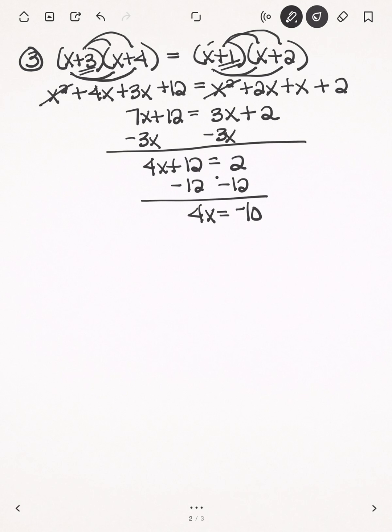So you can see how to solve equations that have parentheses in them. You use your distributive property to get rid of the parentheses, then you collect like terms, and then you move all your x's to one side, all your numbers to the other side, and you'll have your answer.